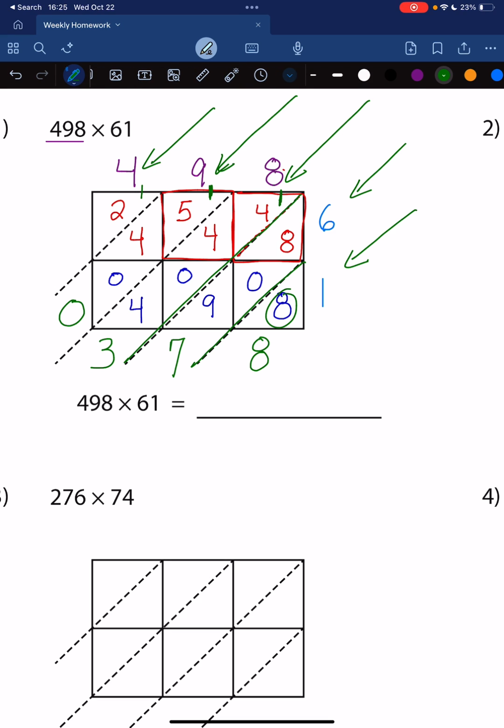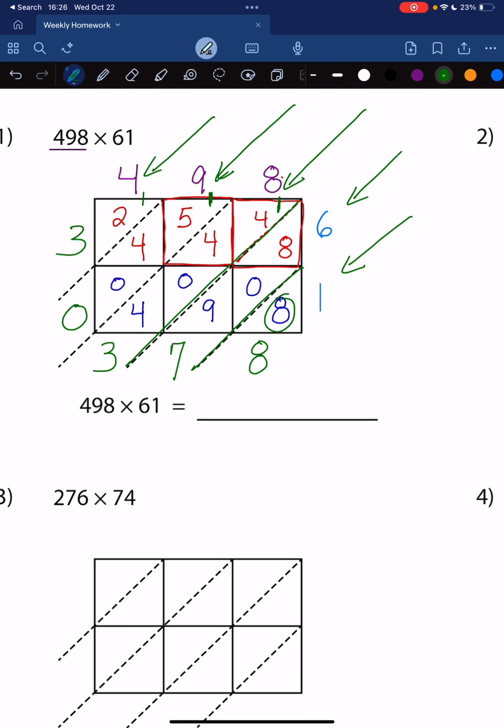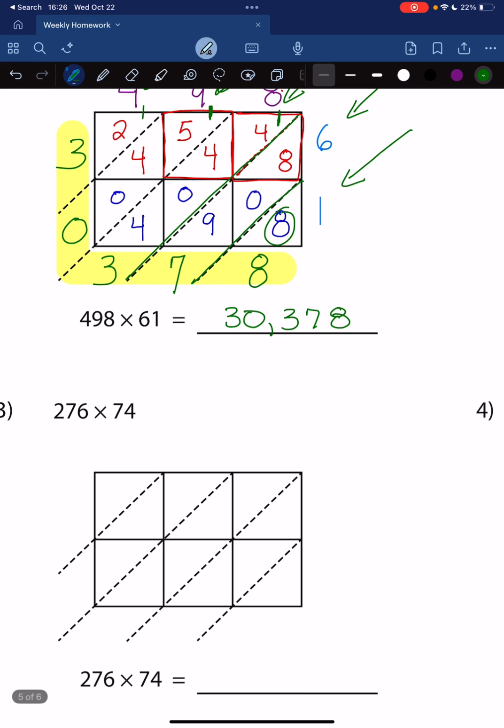And now for my very last box, I still add down the horizontal. So 1 plus 2 is 3. And I put my 3 here. Now, what you will notice is that your answer is right here, right along the outside. So the answer to this problem is 30,378.